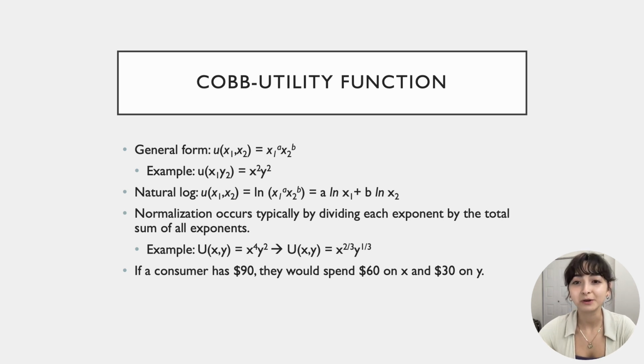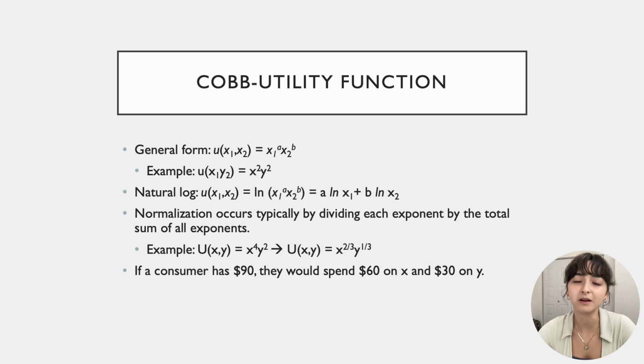The general form of the Cobb-Douglas utility function is as follows. In this function, A and B are constants, and x and y are greater than 0, which also means that there are no x and y intercepts. Here is an example of what the function could look like.